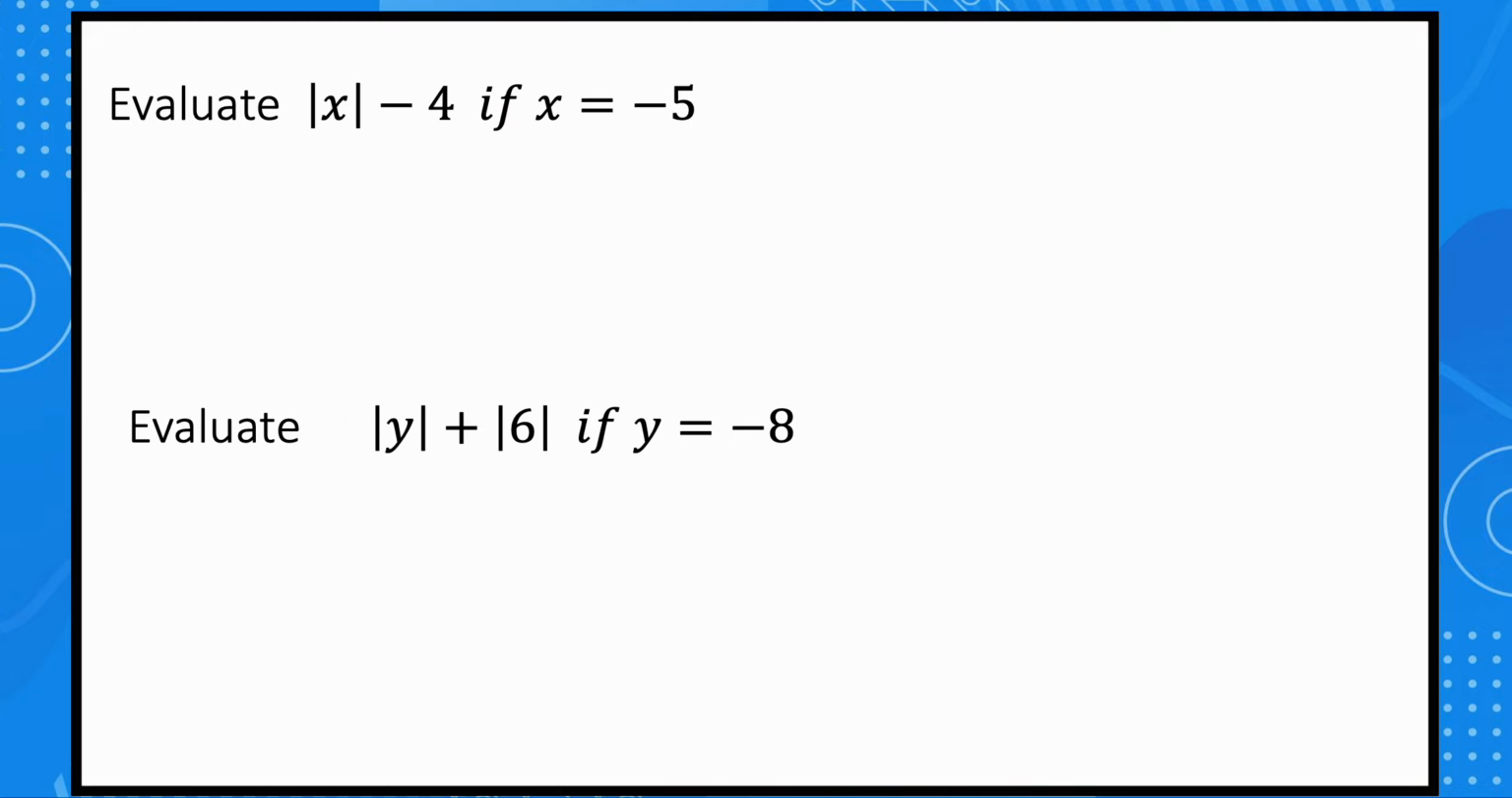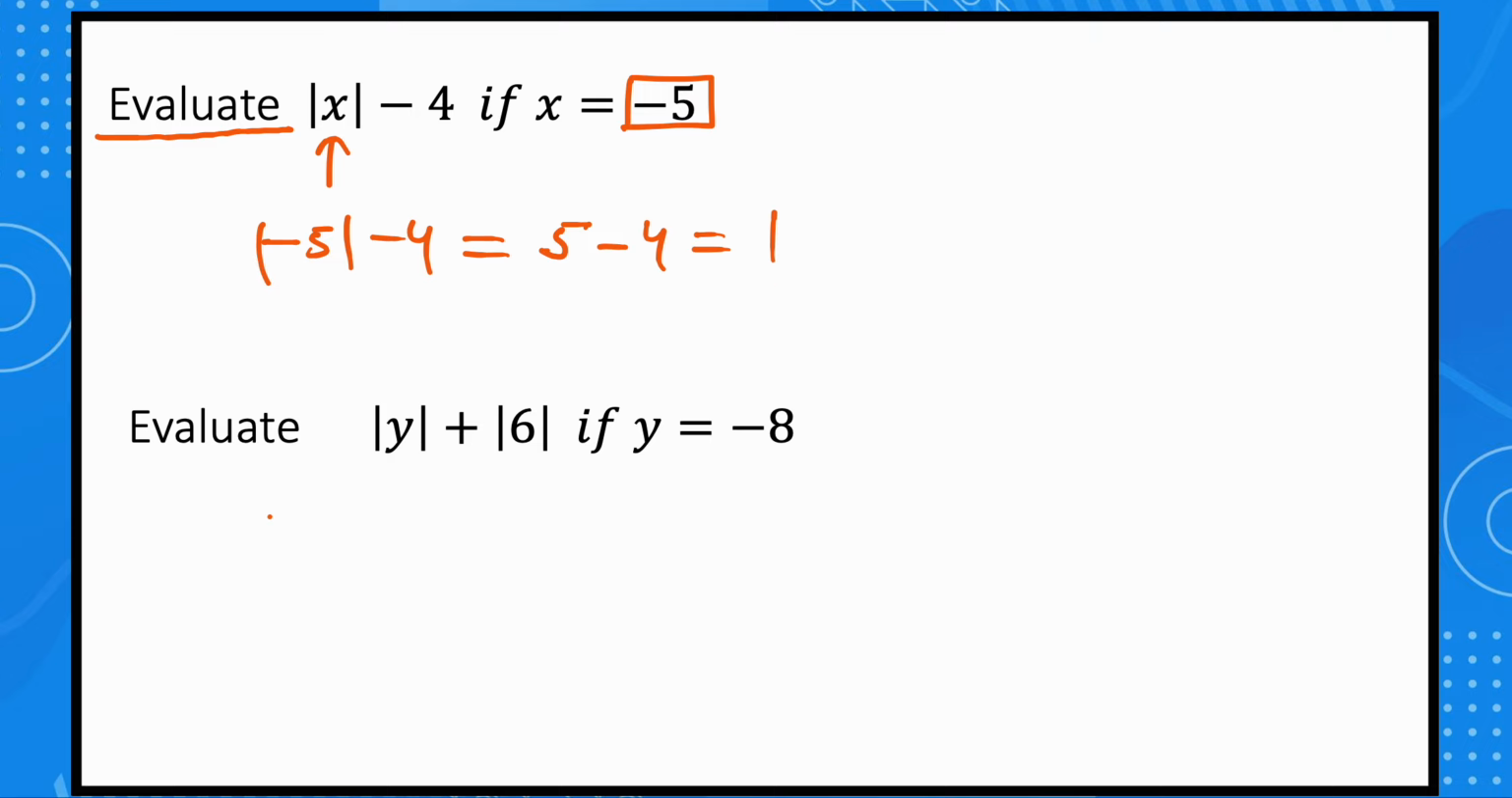Now let's take some more questions. Like in this particular question, we have to evaluate this expression. The x value given to me is -5. So what I'm going to do is plug in this x value here. So we will have the absolute value of -5, minus 4. And as we know, the absolute value of -5 will be positive 5. And 5 minus 4 is 1.